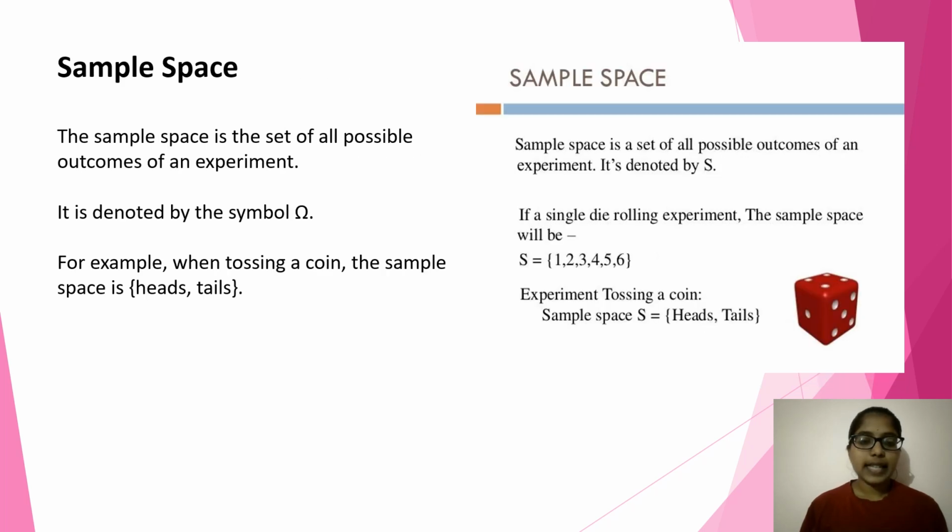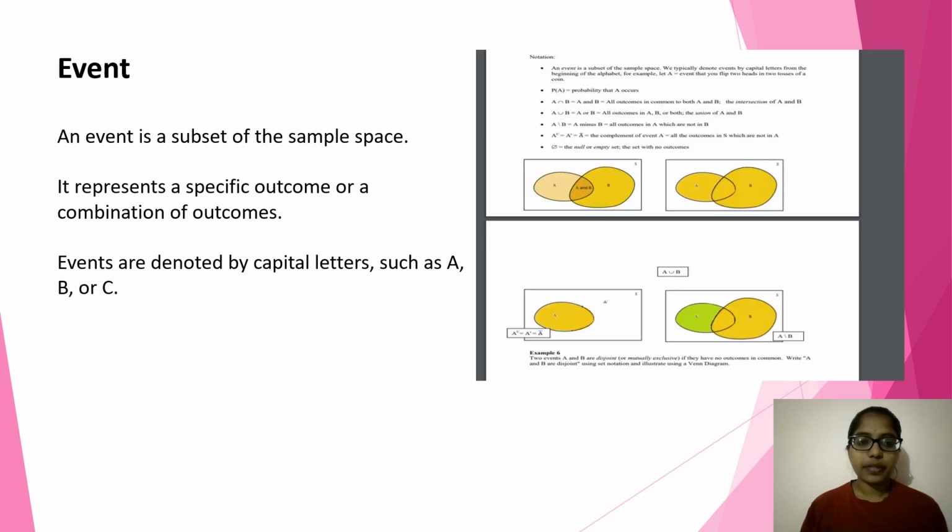Sample space. The sample space is the set of all possible outcomes of an experiment. It is denoted by the letter S. For example, when tossing a coin, the sample space is heads and tails. And if a single die is rolled, the sample space is S equals 1 to 6.